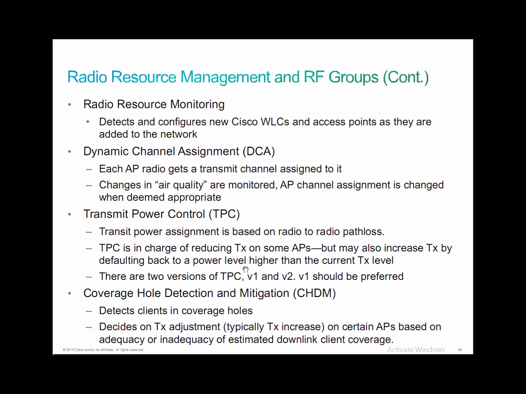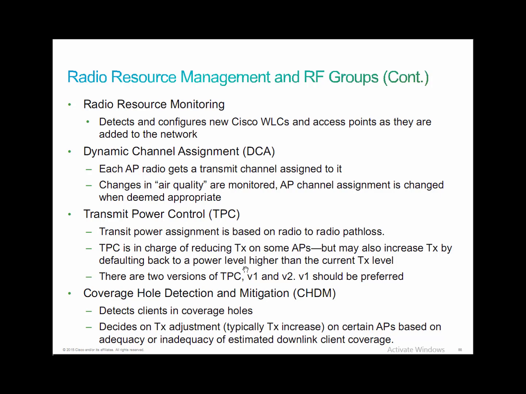the existing spectrum. So it automatically detects and configures new controllers and lightweight access points as they're actually added to the network. So I take my 1700 or my 2700 series access point and I plug it in, it goes out and discovers the controller, it adds itself to the network, and based on its physical placement, all of the other access points around that access point get adjusted and otherwise reconfigured to support the addition of that new access point, so we don't have overlapping channels and so on.